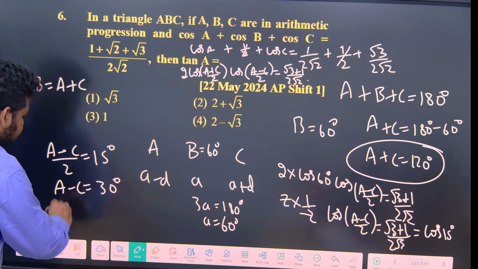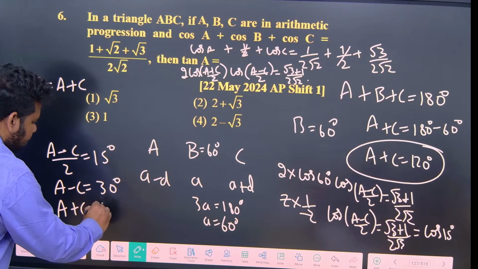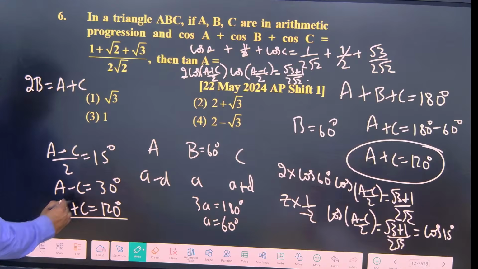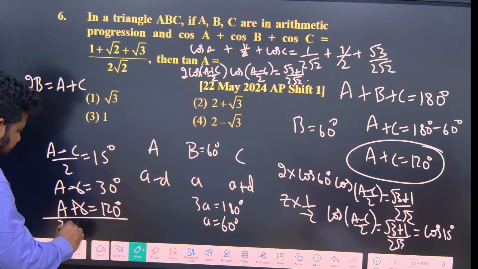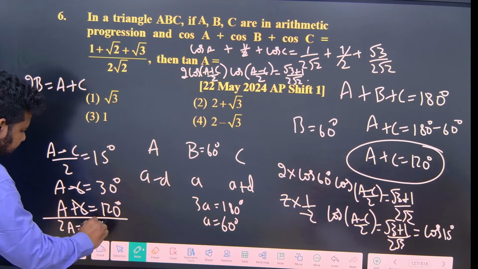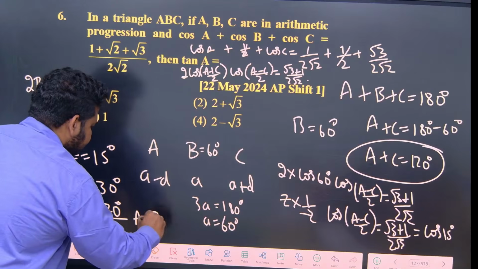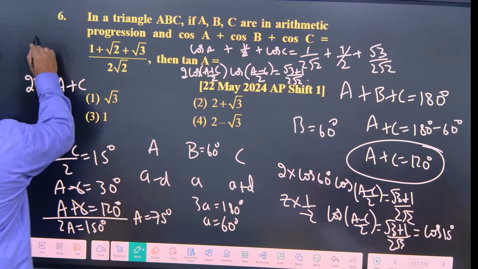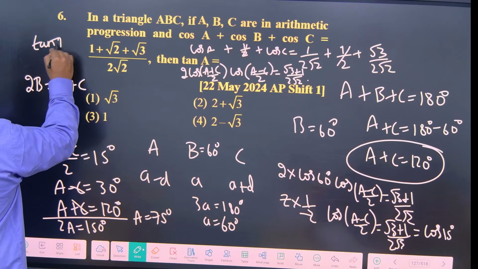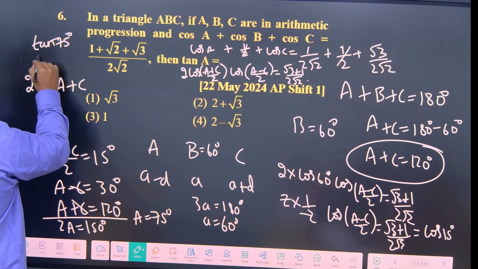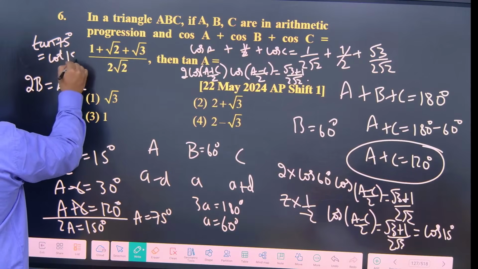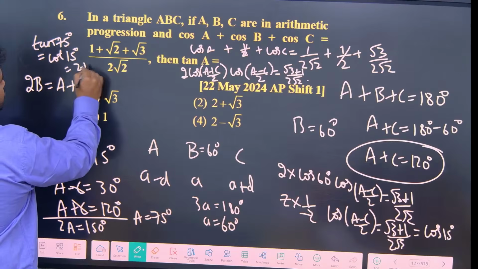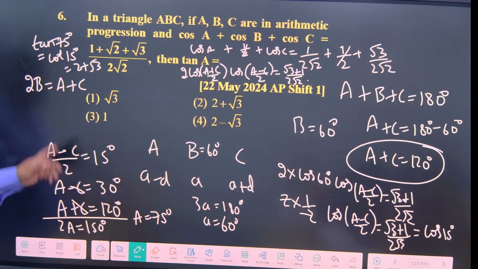So, A plus C is what? A plus C is 120. I can add this, so this one will cancel. 2A is equal to 150 degree. So A will be equal to 75. So I want to find the value of tan 75. Tan 75, I don't know the value. Tan 75 is nothing but equal to cot 15 degree. Cot 15 degree is 2 plus root 3.